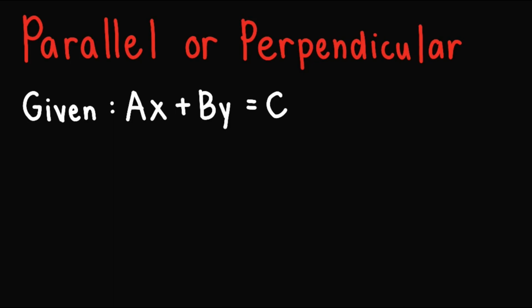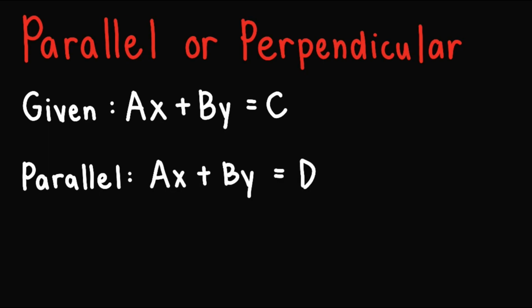Hi there. For this video, I'll be sharing a trick that you can use to quickly determine if two equations are parallel, perpendicular, or not. So here's the trick. Given ax plus by equals c, or an equation of a line in its standard form, a line parallel to this is of the form ax plus by equals d, wherein d is not equal to c.